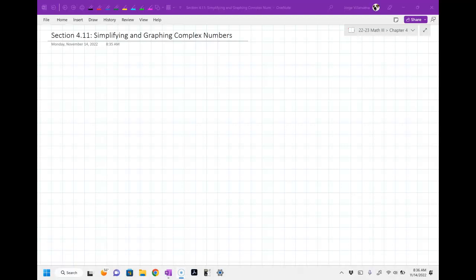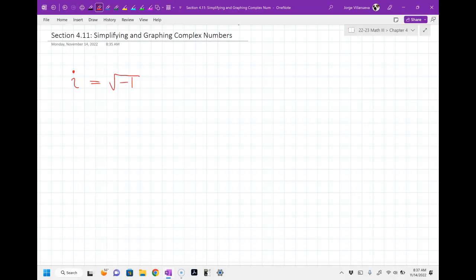Section 411, again, simplifying and graphing complex numbers. The main thing we're looking for is the letter i. Like I said, it's usually a script i, so you can see the way I write it there, almost italicized. This is equal to the square root of -1.